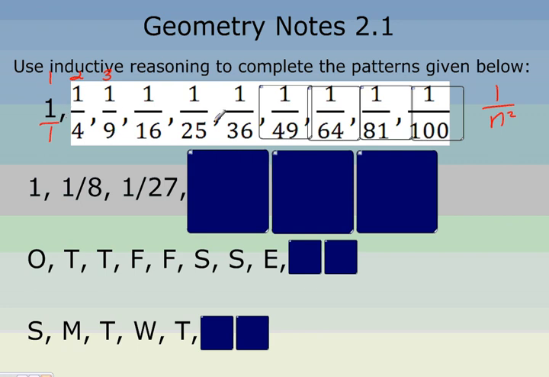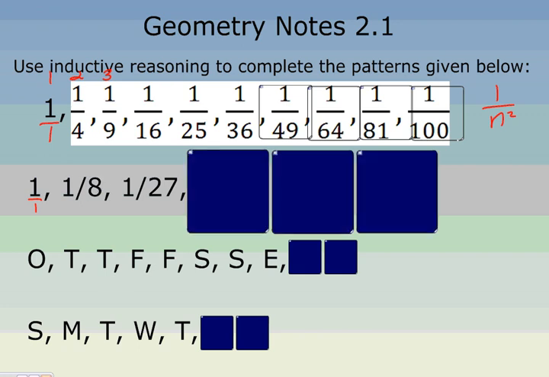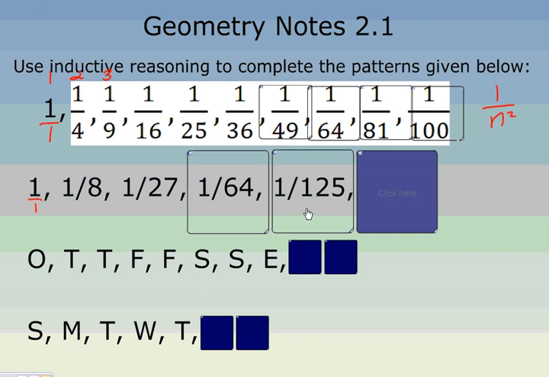Well, given that pattern, let's look at this next one. So again, I have 1, or 1/1, 1/8, 1/27. What do you think comes next? All right, well, 1/64 is what comes next, and then after that, 1/125, and after that, 1/216. Did you get those?